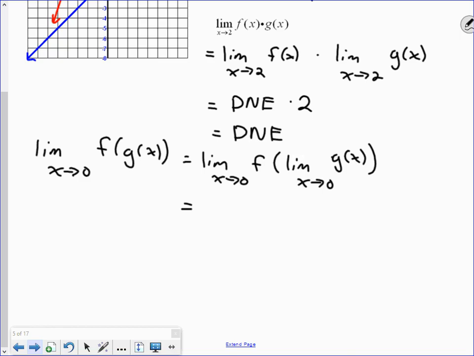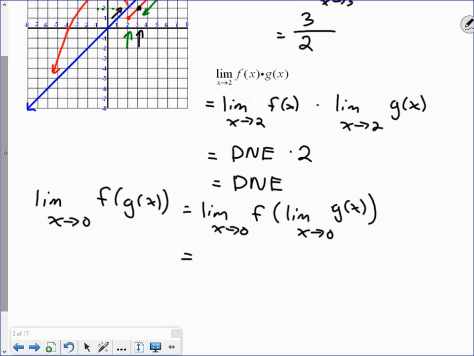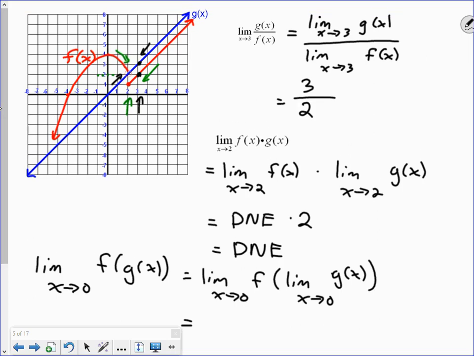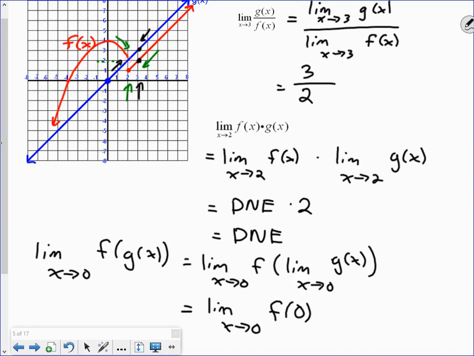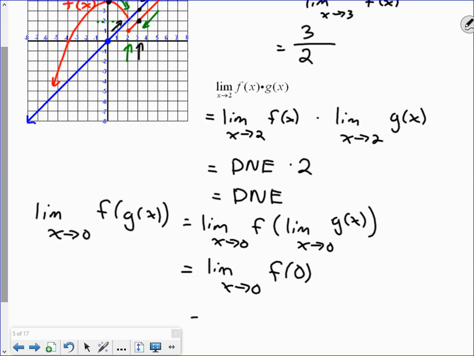So evaluating, starting on the inside and working our way out, if we evaluate the limit as x goes to 0 of g at x, let's see, g at x is our blue function. As x tends to 0, we are looking at a value of 0. So this would be the limit as x tends to 0 of f at 0. And then just reading off the graph, f at 0 has a value of 4 way up here. So this limit is going to be 4. Okay. So we can take a complicated limit, break it up using the limit laws into something that's a little bit easier to evaluate.